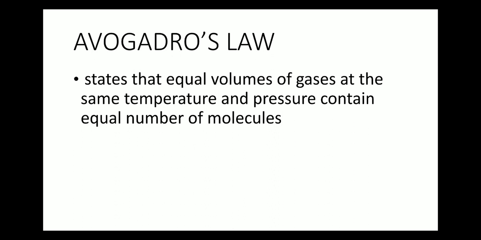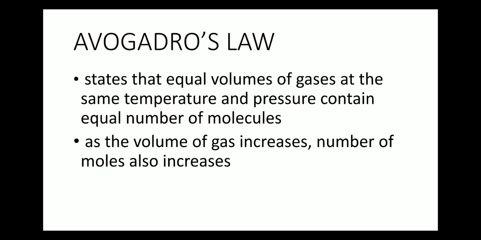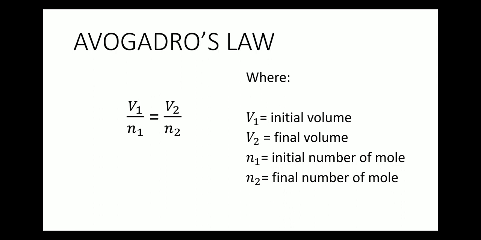And what we are talking about here is only the volume and the number of moles. Or we can say as the volume of gas increases, number of moles also increases. So they are directly proportional. So in Avogadro's law, this is the formula: V1 over N1 is equal to V2 over N2, where V1 is the initial volume, V2 is the final volume, N1 is the initial number of moles, and N2 is the final number of moles.